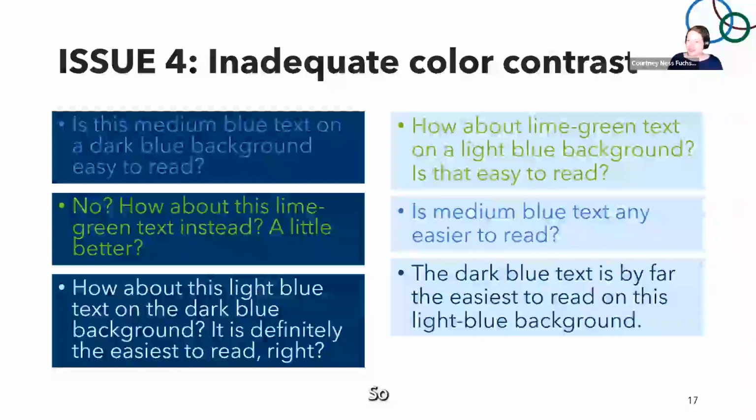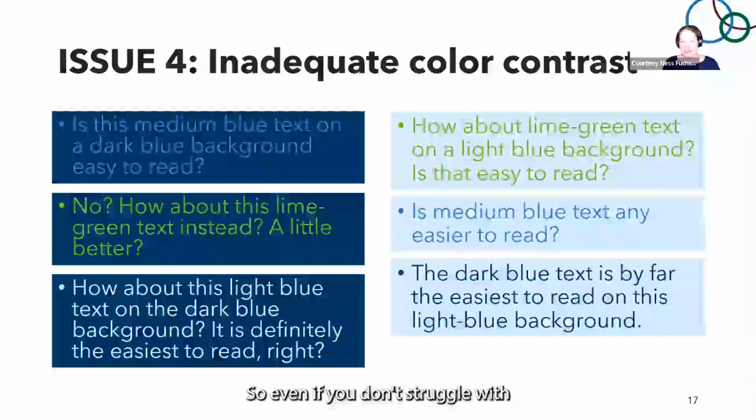And then on the right side of the screen, we have a light blue background with different color fonts as well. So the top box is a lime green text in that light blue background, basically saying, is it easy to read? For me, it's not. The middle box says it's a medium blue text on that light blue background. It's a little bit easier to read. And then the bottom box is that light blue background with dark blue text. And it's by far the easiest of that column to read. And that's because that dark blue text on the light blue background has the best contrast ratio.